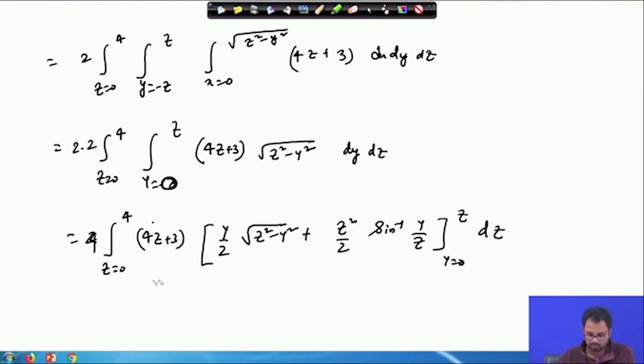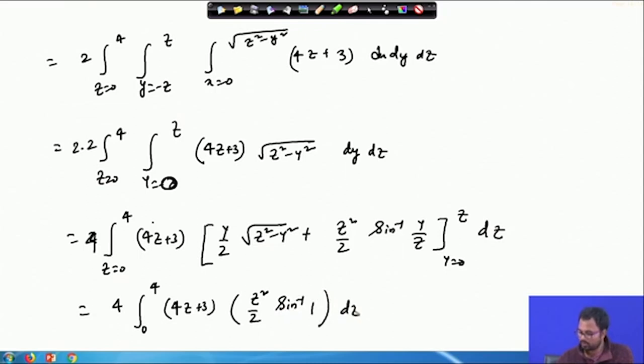So, ultimately we will obtain 4 times the integral from 0 to 4 of 4z plus 3 times z square by 2 times sin inverse 1, dz. So, sin inverse 1 is pi by 2. So, I will take pi by 2 outside.